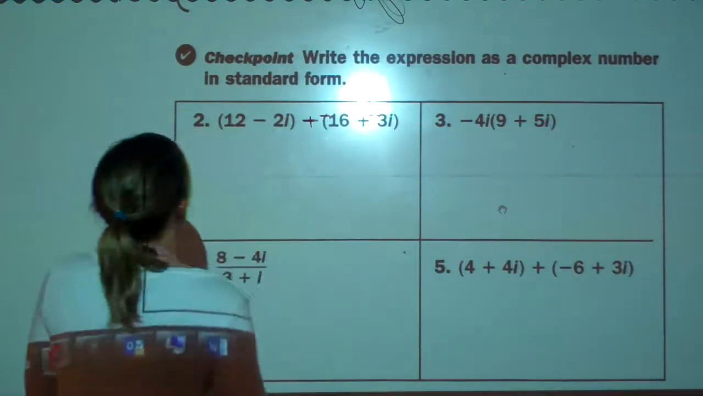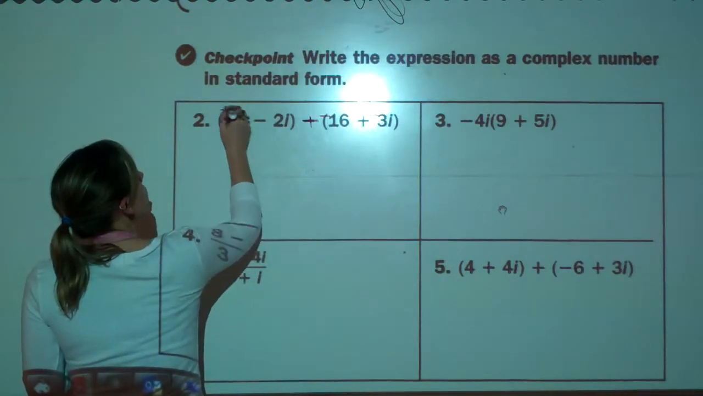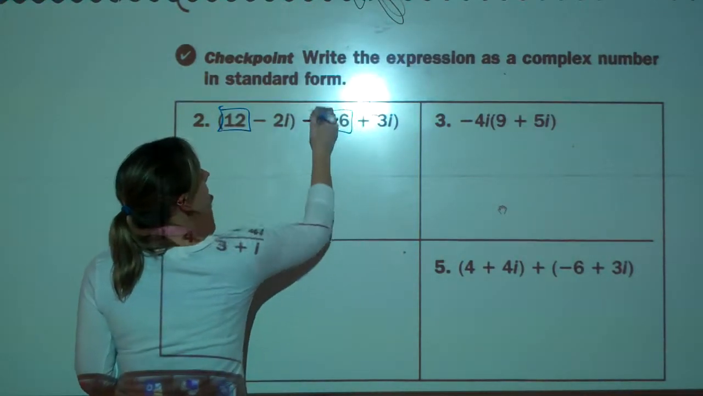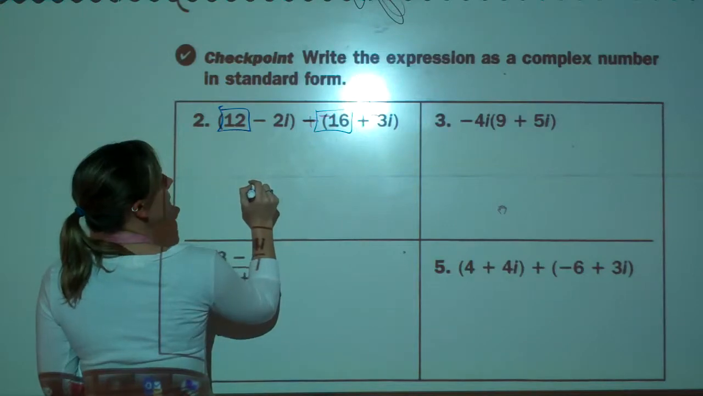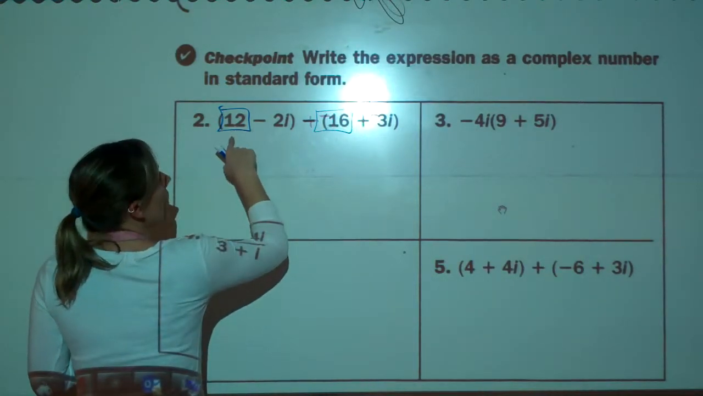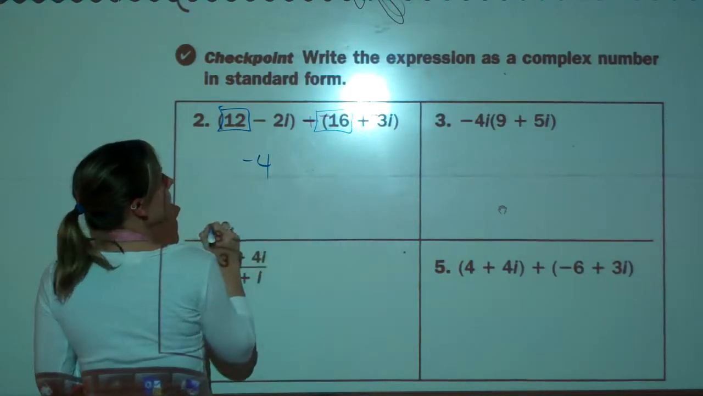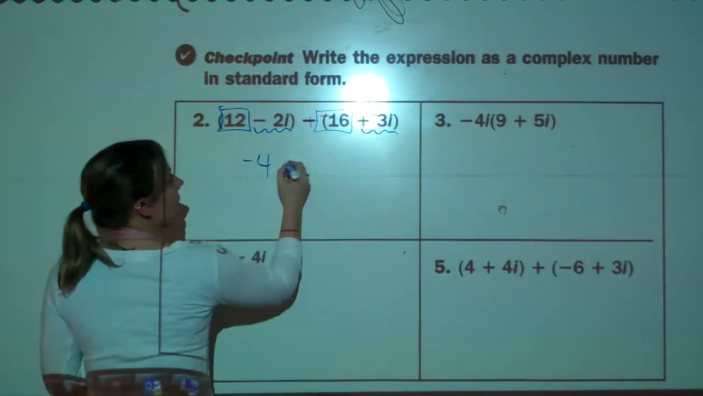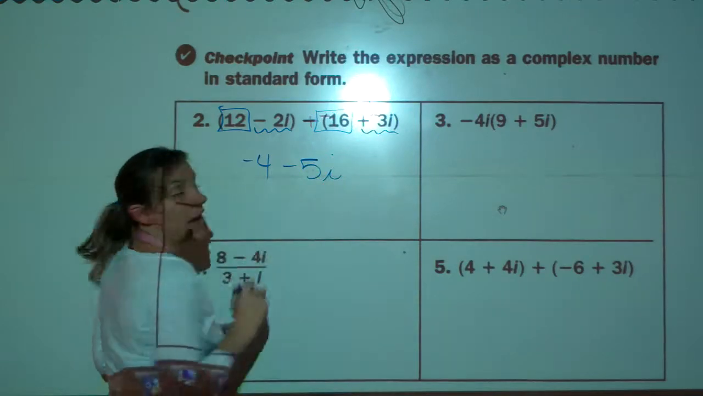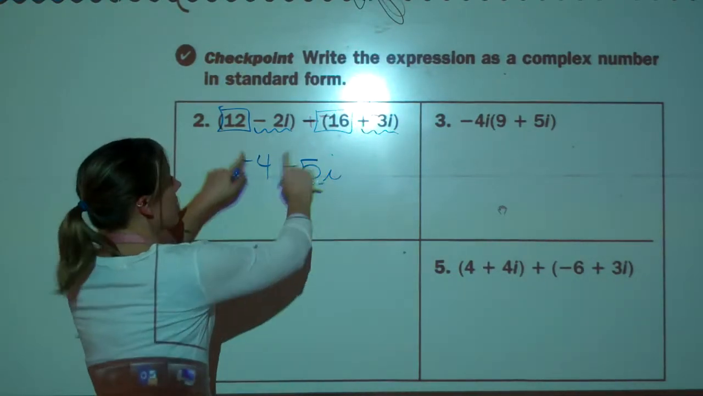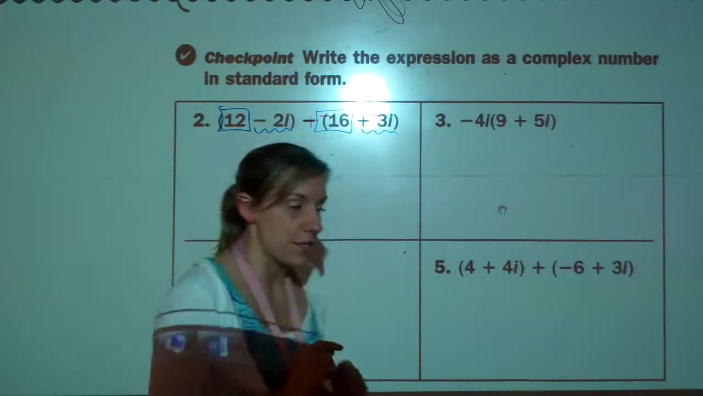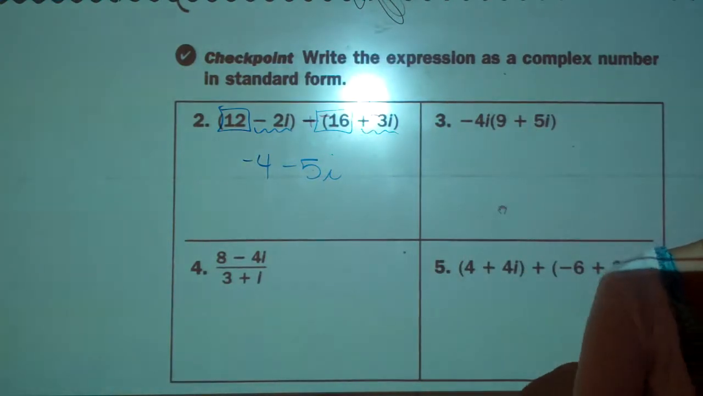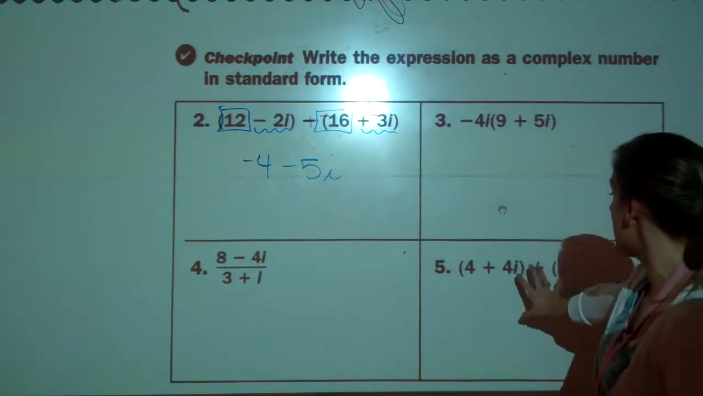So then 12 plus negative 16, since they're the real parts, is a negative 4. And then negative 2i plus negative 3i is just negative 5i. Okay? So just combine the real parts and combine the imaginary parts. Then the next one, well, let's just jump down here as well.